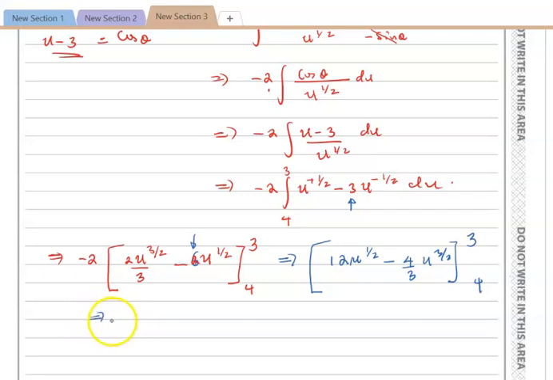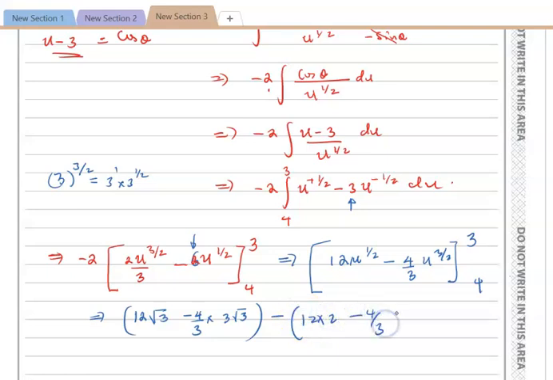Now, substituting your limits is how you're going to simplify this. When I substitute in 3, I have 12 times root 3, minus 4 over 3. Remember you need the exact value. If you have 3 to the power of 3 over 2, this is the same as having 3 to the power of 1 times 3 to the power of a half. That means this answer here is 4 over 3 times 3 root 3. Then minus 12 times root of 4, which is 2. Minus 4 over 3 multiplied by 4 to the power of 3 over 2.